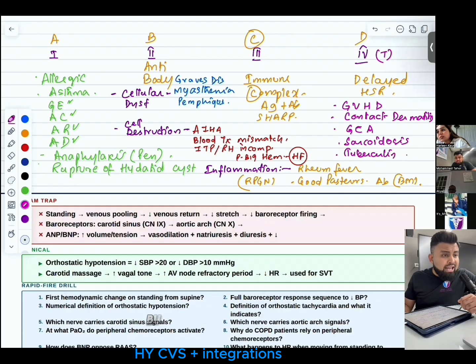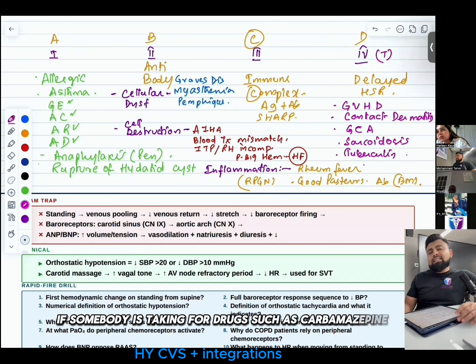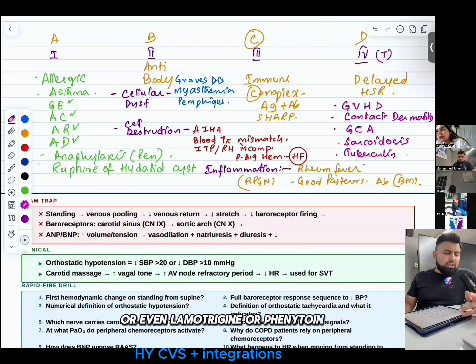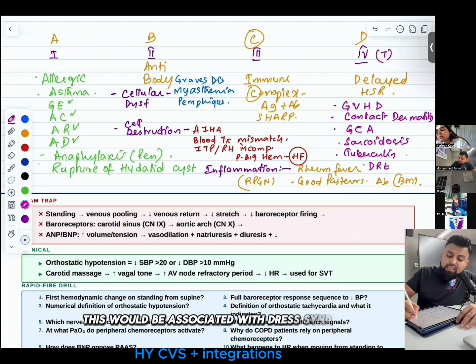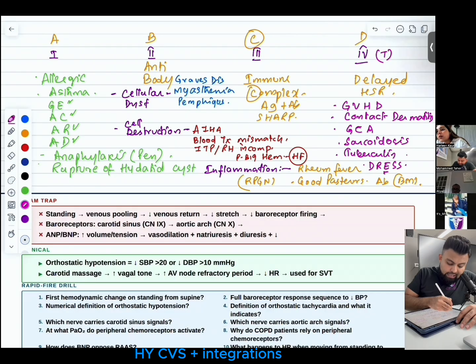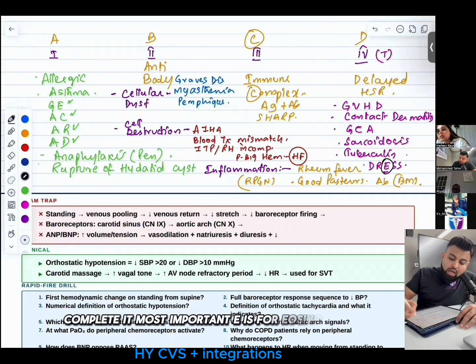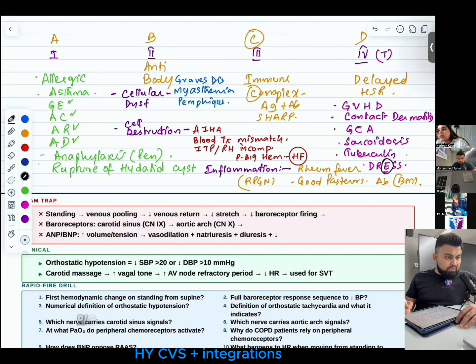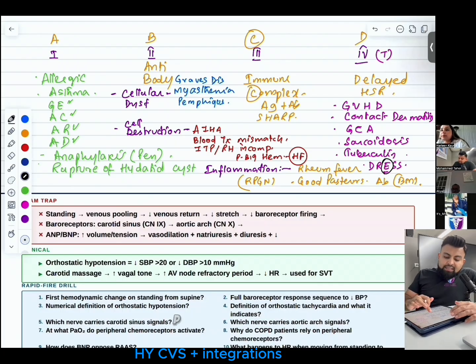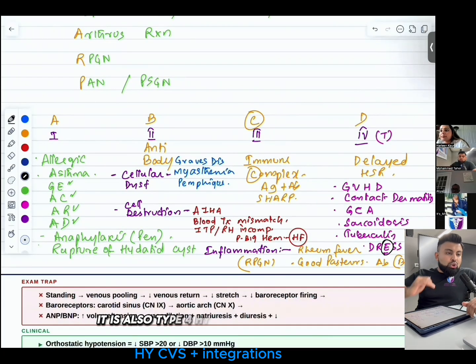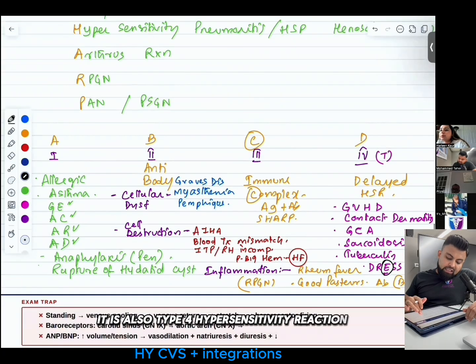But then there is another, for example, if somebody is taking drugs such as carbamazepine or even lamotrigine or phenytoin, anti-epileptic medications, or even minocycline and such kind of drugs, including vancomycin, this would be associated with DRESS syndrome, which is drug reaction with eosinophilia and systemic symptoms, right? So this is a drug reaction that can be seen, DRESS syndrome. Please remember, it is also a type 4 hypersensitivity reaction.